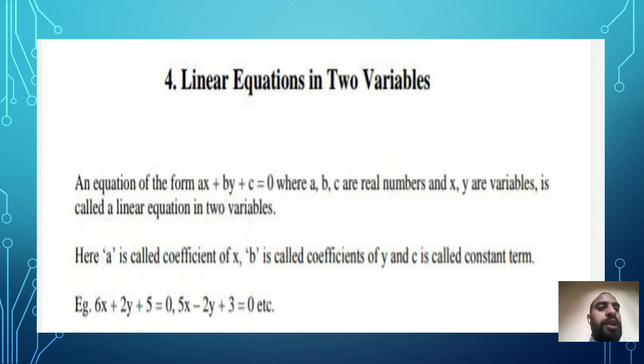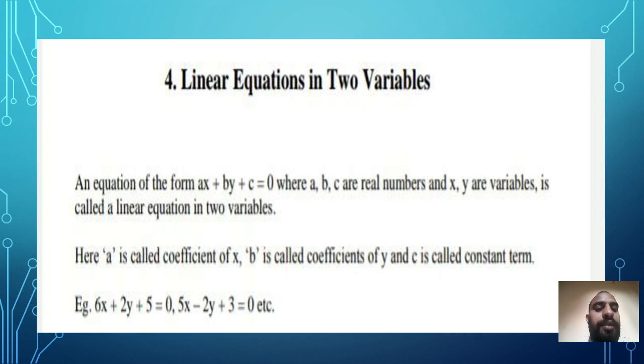First, what do you mean by linear equations in two variable? So here an equation of a form ax plus by plus c equals to 0, where a, b, c are real numbers and x and y are variable, is called linear equation in two variables. So this is related to standard form. Already we discussed about this, and here you can see a is the coefficient of x, b is the coefficient of y, and c is the constant term.